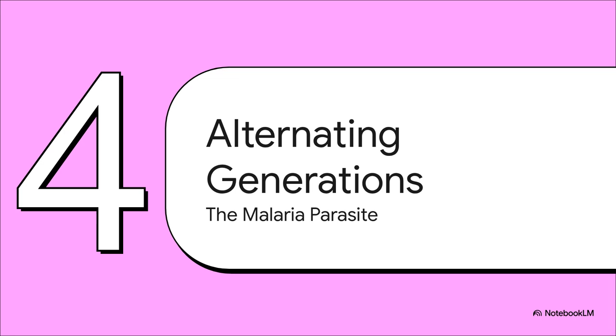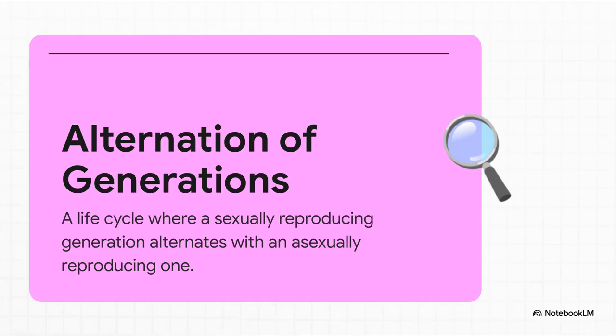Okay, I hope you're ready for this next one, because things are about to get really weird and really cool. We're now entering a world where an organism doesn't have to choose between sexual and asexual reproduction. It gets to do both. And our case study for this mind-bending concept is none other than the malaria parasite Plasmodium. Seriously, it's like having a biological superpower.